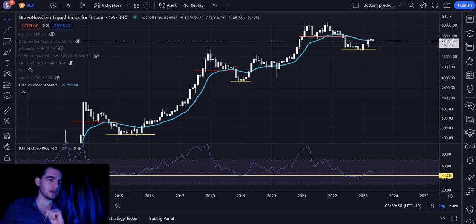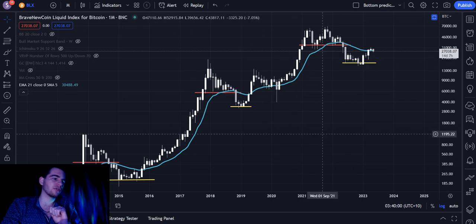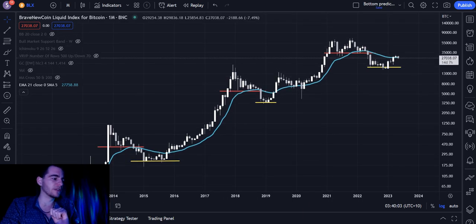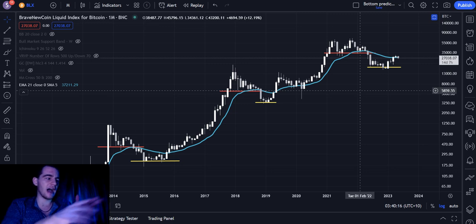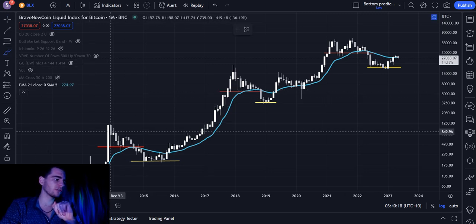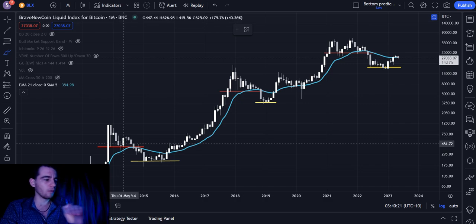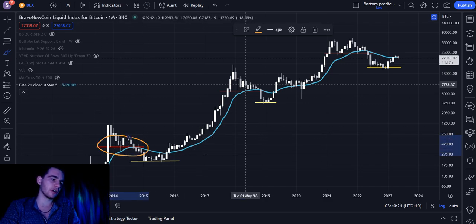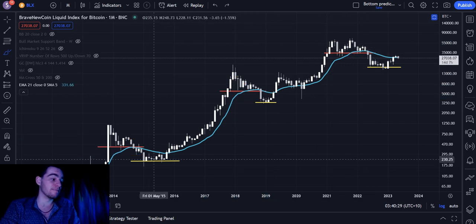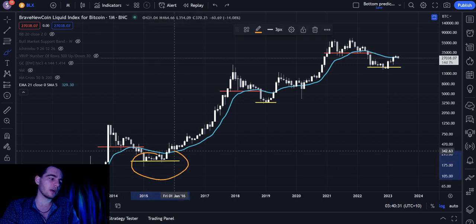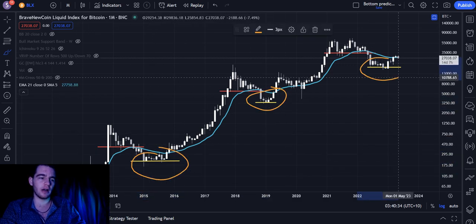As you can see on the screen here, the blue moving average is the 21 exponential moving average. We then have the monthly chart overlaid on top. Within the monthly chart, we have 3 distinct red horizontal support lines and 3 distinct yellow horizontal support lines. As you can see, the red horizontal support lines indicate the mid-bull market support zone for each cycle. I'm circling each one now so you can see on the screen. And the yellow horizontal support line indicates the bear market low for each cycle. So as you can see, I've circled the 3 of each.